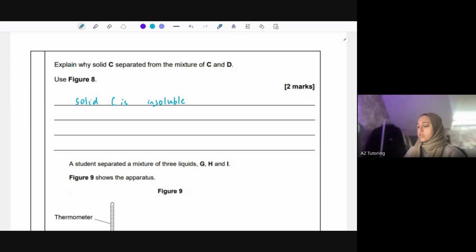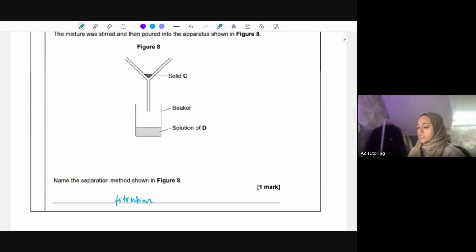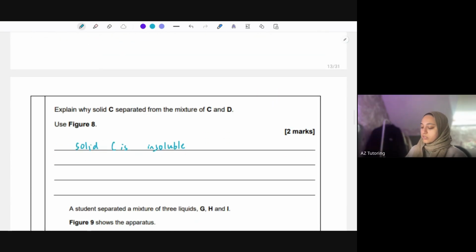So because it's insoluble, it stayed on top, whereas D is soluble because it dissolved in and it passed through. So we're just speaking about solubility there. Insoluble means it does not dissolve in water, whereas soluble does dissolve in water. So when you're speaking about filtration, it's all about solubilities.